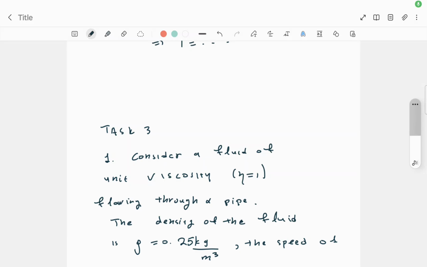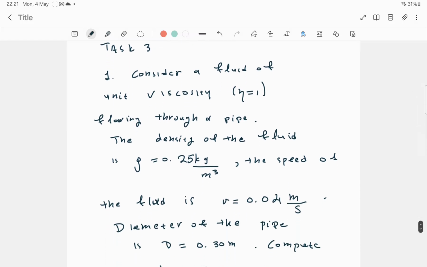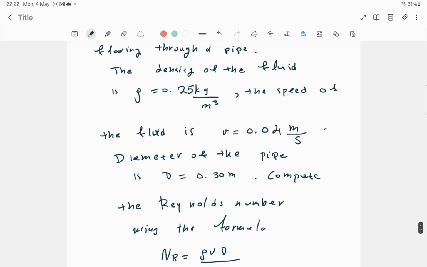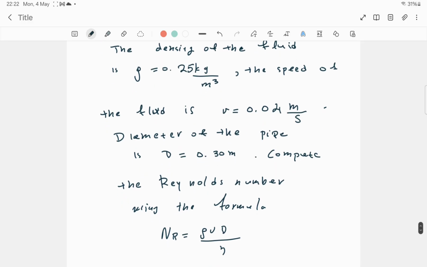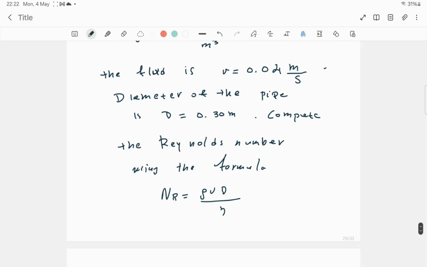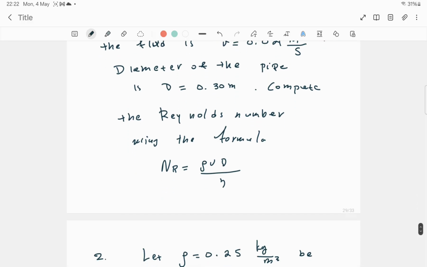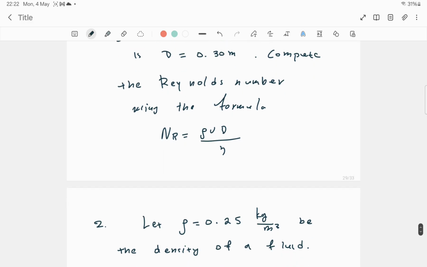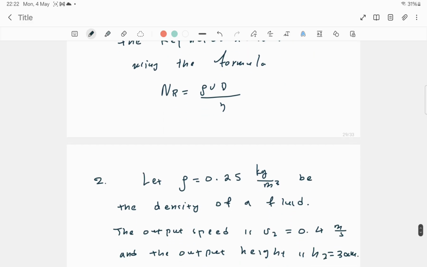Okay, now we are moving to task 3. We have basically a fluid mechanics problem. We have a fluid of unit viscosity, so eta is equal to 1, flowing through a pipe. The density of the fluid is rho, 0.25 kilograms per cubic meter. The speed of the fluid is 0.04 meter per second. The diameter of the pipe is 0.30 meters, and we want to compute the Reynolds number using the formula below.